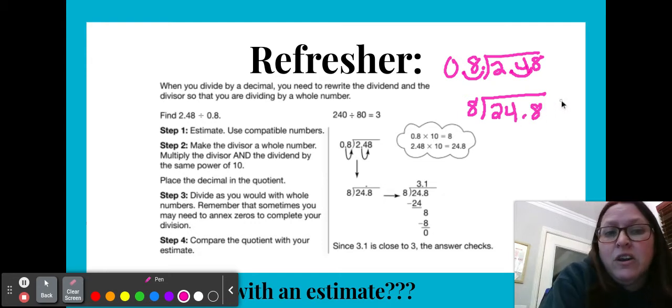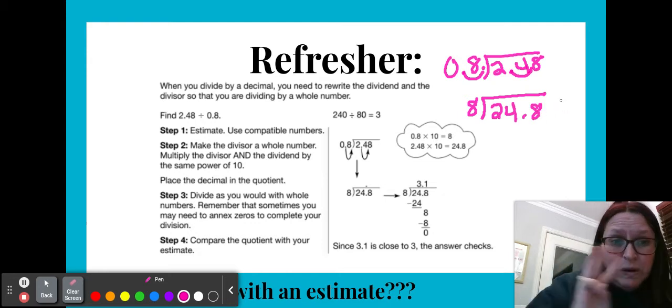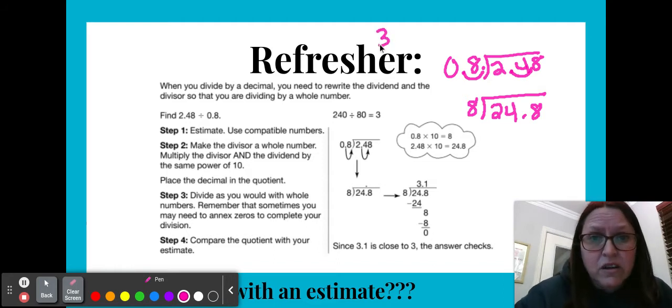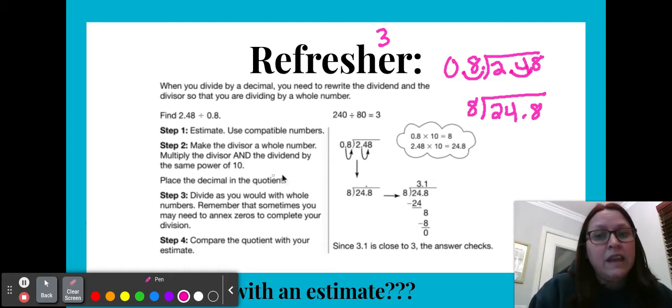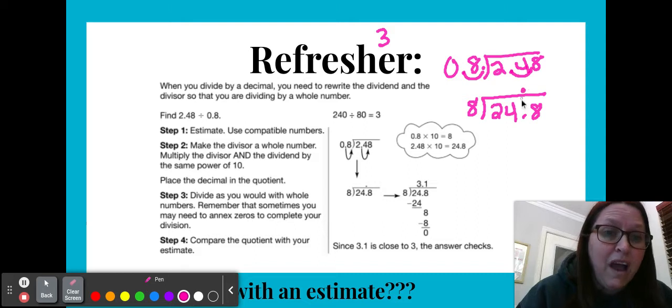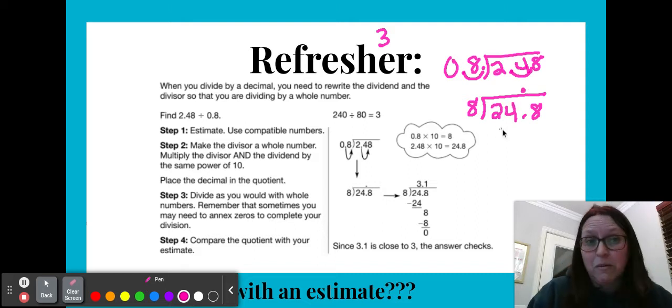When I look at that, I know that 8 goes into 24 3 times. So I know my answer will be around 3. It'll be a little over, but I know it's going to be around 3. Next, I'm going to move my decimal into my answer. Very first thing, so I don't forget it. I didn't do a very good job on the last lesson doing that.